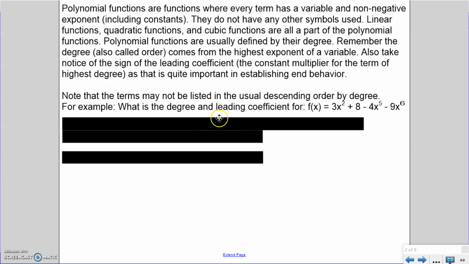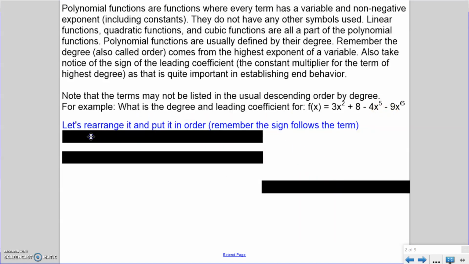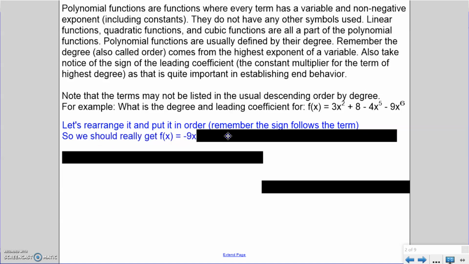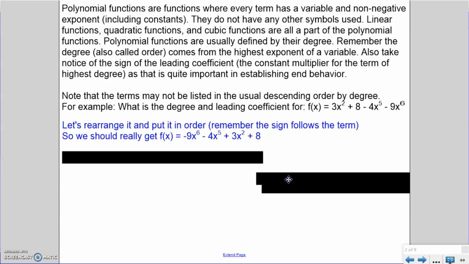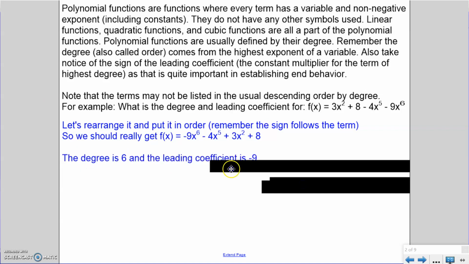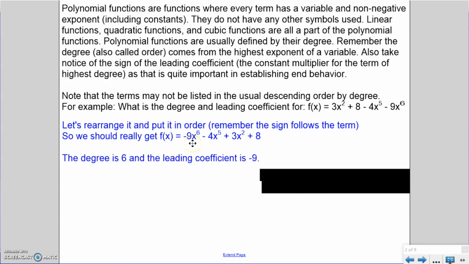For example, what is the degree and leading coefficient for this problem? 3x squared plus 8 minus 4x to the 5th minus 9x to the 6th. We rearrange it and make sure the signs follow them. We can put the negative 9x to the 6th first. It's negative 9 because x to the 6th is the highest power. Then the x to the 5th is next, but has a negative 4. And then x squared is third, so positive 3x squared, and then positive 8 is last. Alright, so now we know that this is a 6th order or 6th degree polynomial. The leading coefficient is negative 9.